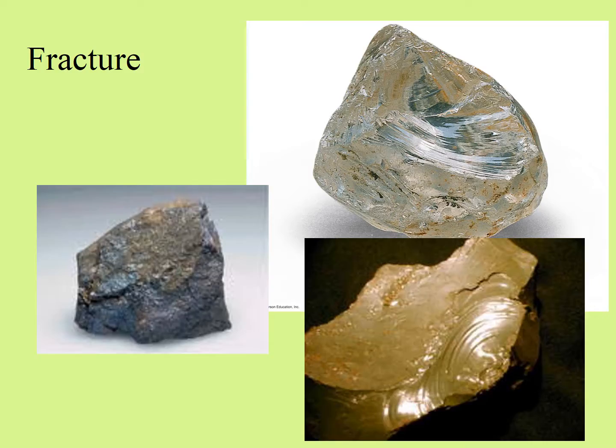Another property we use to help distinguish one mineral from another is fracture. We look at its characteristic fracture type, and some don't really have a characteristic fracture type. Others have a very characteristic fracture type. The quartz shown here on the right two images is a classic conchoidal fracture, and it's one of the ways that we can identify that we do have quartz.